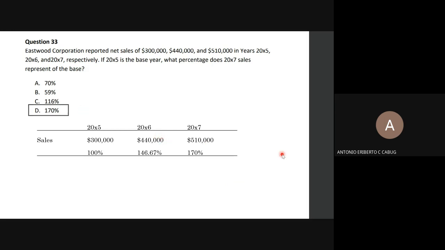Kung tanong ay increase, A ang magiging sagot. If you are asked for the increase, the answer will be A. Let me repeat ha. If you are asked for the increase, the answer will be A. But the question is, what percentage does 20x7 sales represent of the base? The answer is D, 170%.